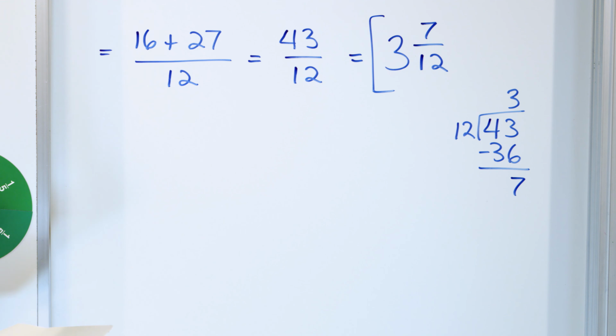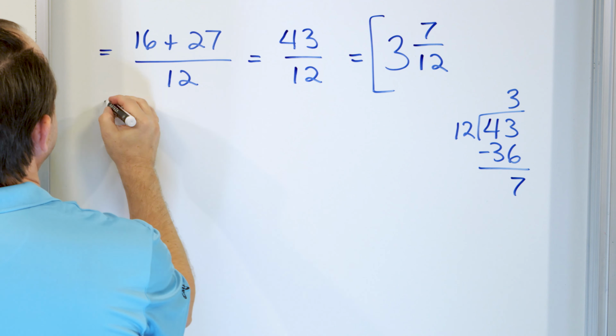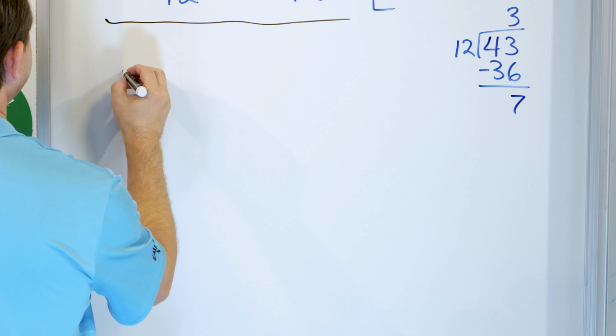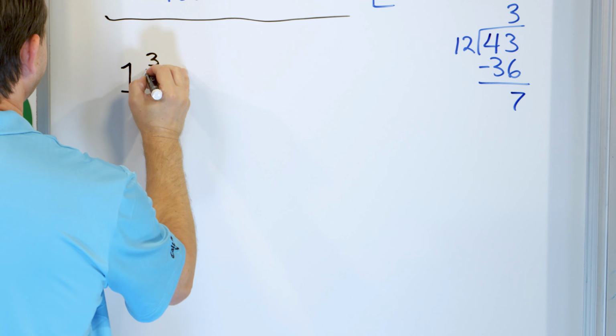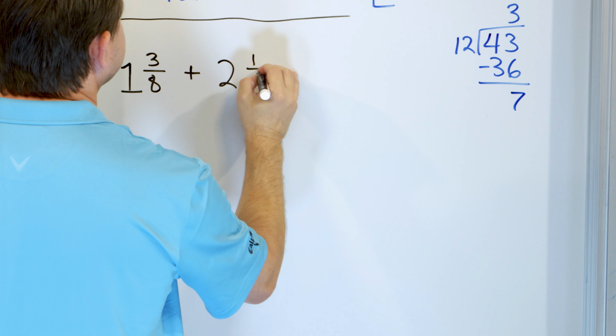So I know it's a little bit of a pain, but my advice is when you have mixed numbers, change them to improper fractions. It's going to make your life a little bit easier. All right, let's take a look at our last problem. Let's say we have 1 and 3/8. And we're going to add to this 2 and 1/2.